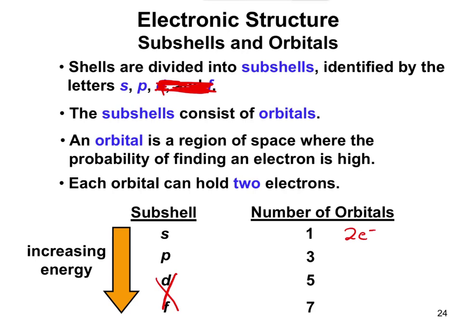And I use this e minus symbol to talk about electrons. It's like an electron, and then the minus is a reminder that electrons have a negative charge. The P subshell, because it has 3 orbitals, if each orbital can hold 2 electrons, the P subshell can have a total of 6 electrons. So those are going to be important numbers as we move forward here.